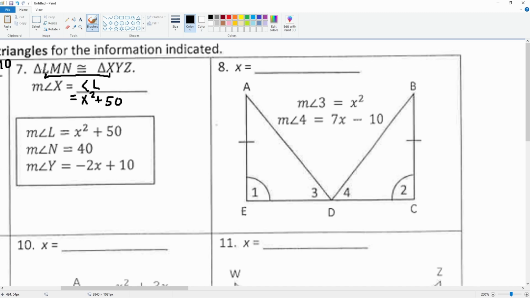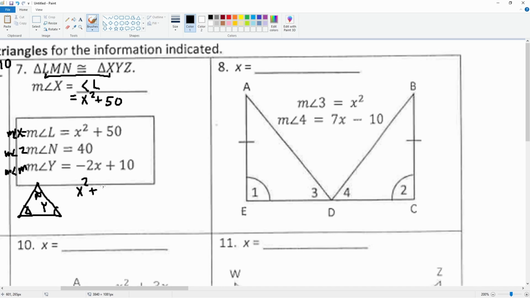I have L, N, and Y. Oh, perfect. Angle L is also the measurement of angle X. Angle N is also the measurement of angle Z. Y is also the measurement of angle M. So technically, in this triangle, you have L, N, and Y as all the angles. So I can technically add all these up.